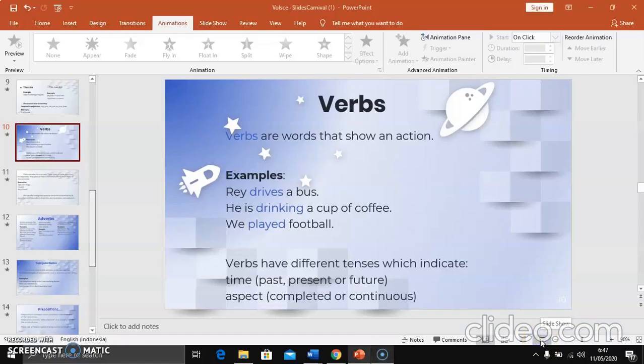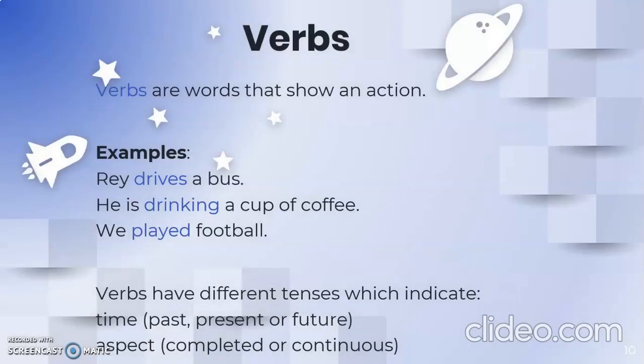And the next is verbs. Verbs are words that show an action. Example: Ray drives a bus. He is drinking a cup of coffee. We played football. From these examples, we know that verbs have different tenses which indicate time and aspect. Time such as past, present, or future, and aspect is complete or continuous. Ray drives a bus.